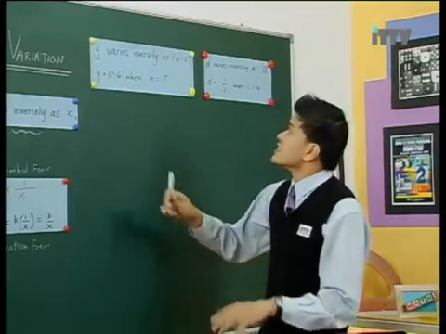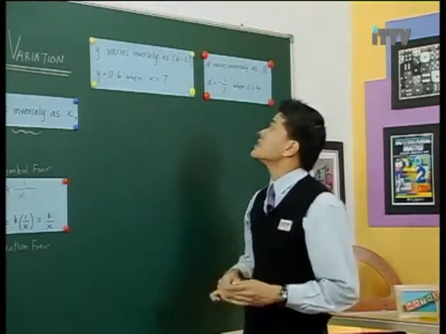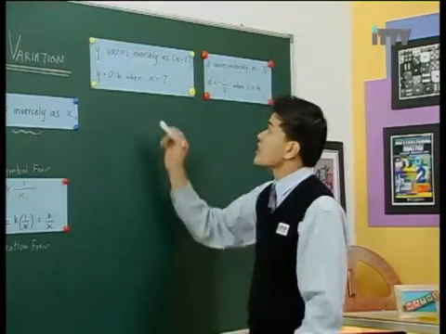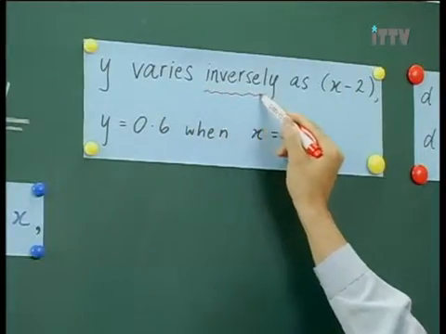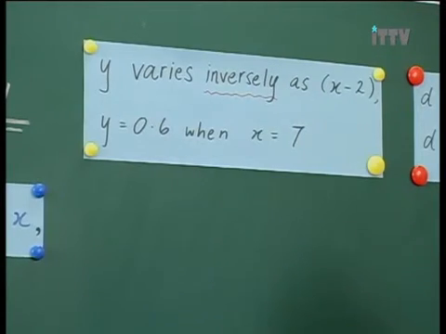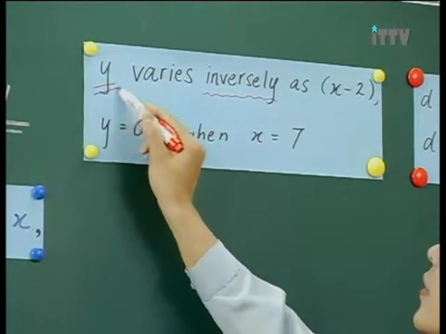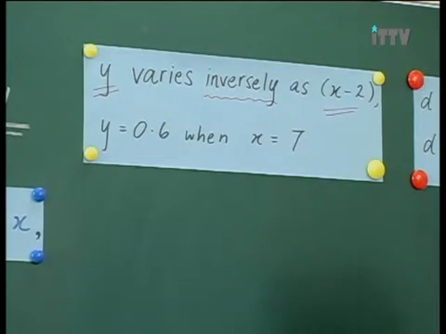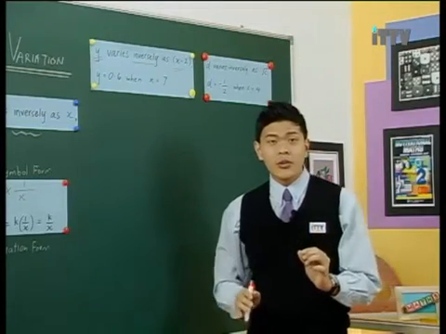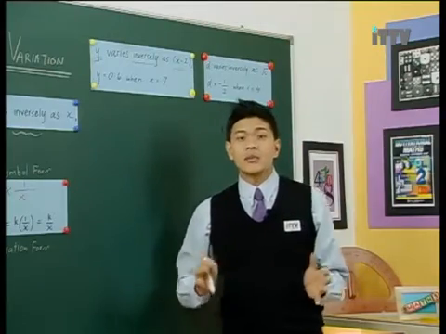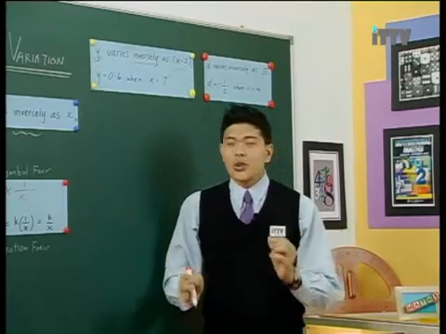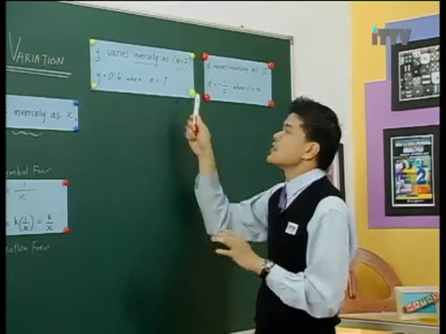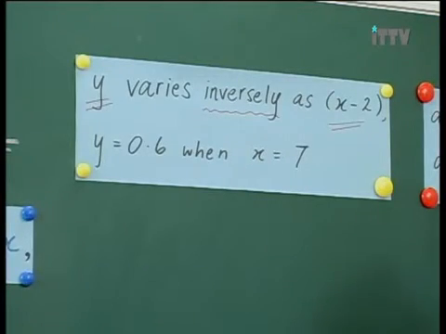Alright guys, it is given y varies inversely as x minus 2. Now, inverse variation is there. What are the two quantities? First of all, y, next, x minus 2. Remember, the quantity can be anything in terms of x. It's a function. So in this case, when y increases, x minus 2 will decrease, and vice versa.